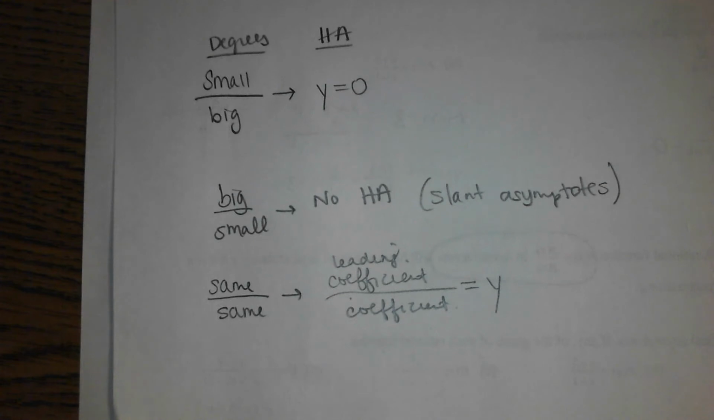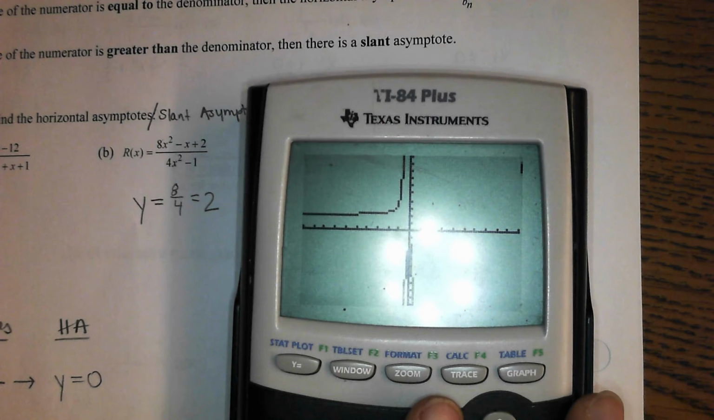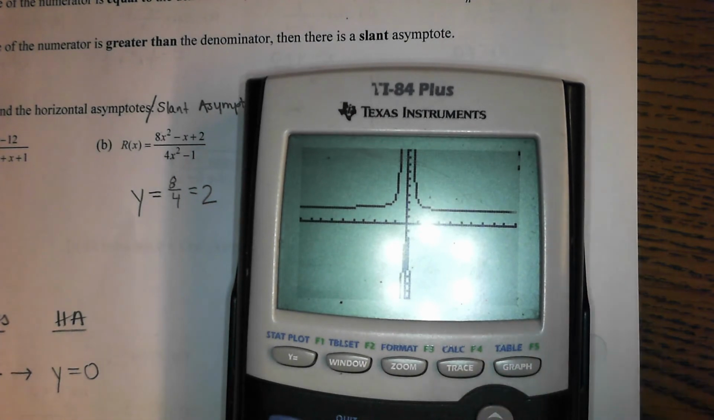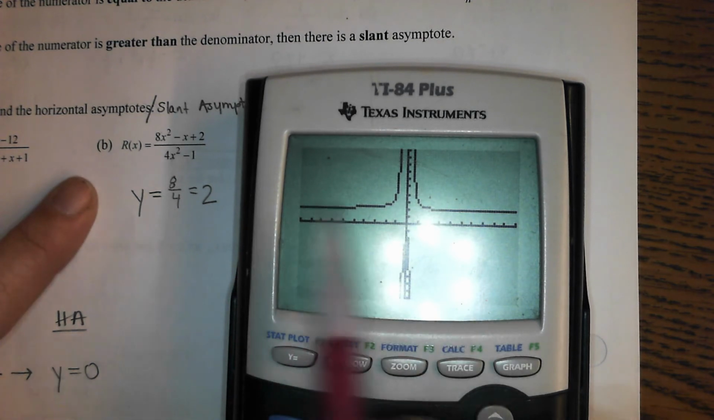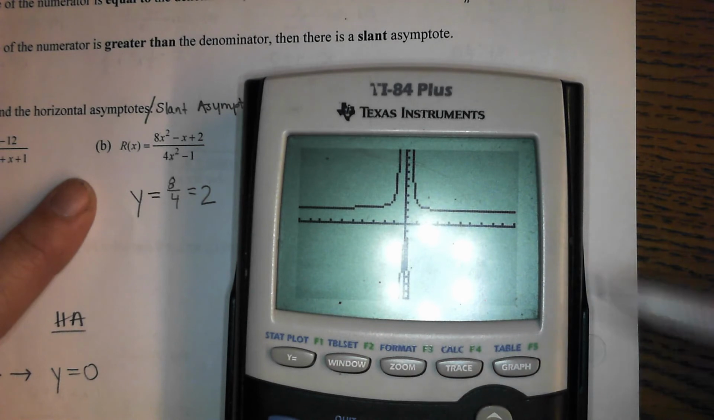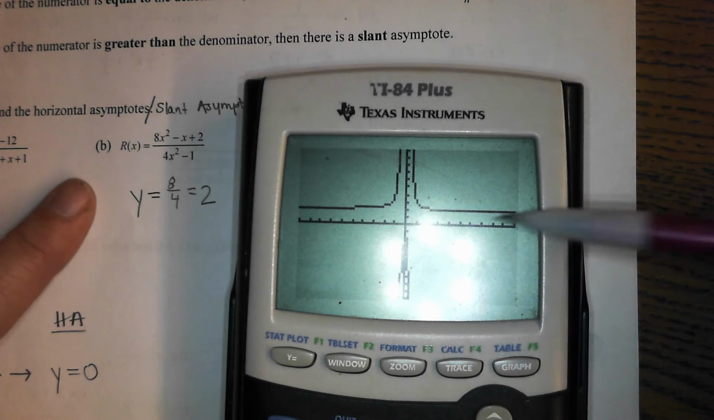So here's B, just for the sake of showing you the picture of it. And we'll get to graphing these by hand, but we're starting with the features. You see how, as you go towards infinity and as you go towards negative infinity, it kind of flattens out? That's happening at 2.